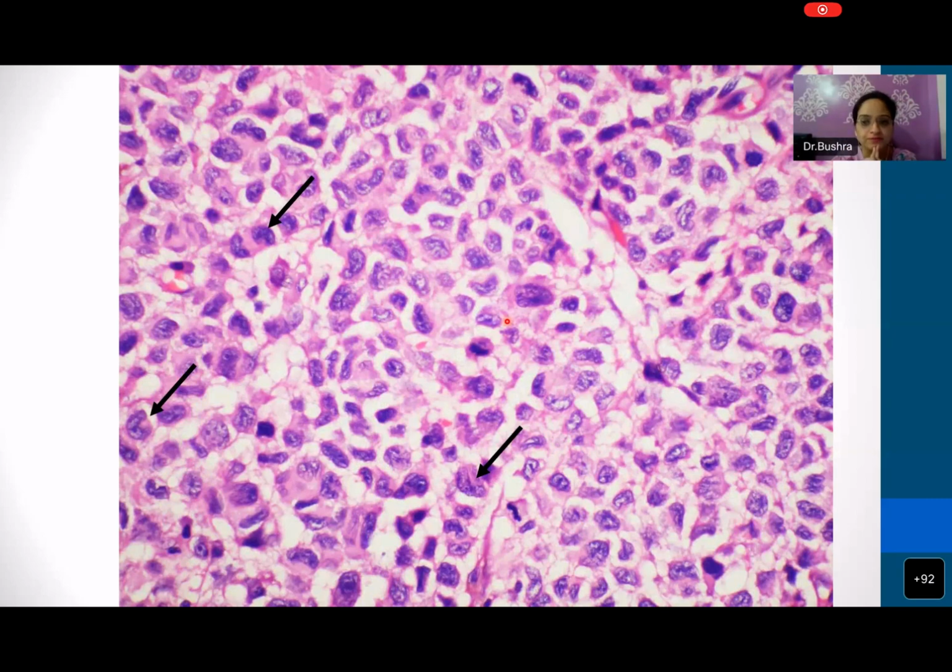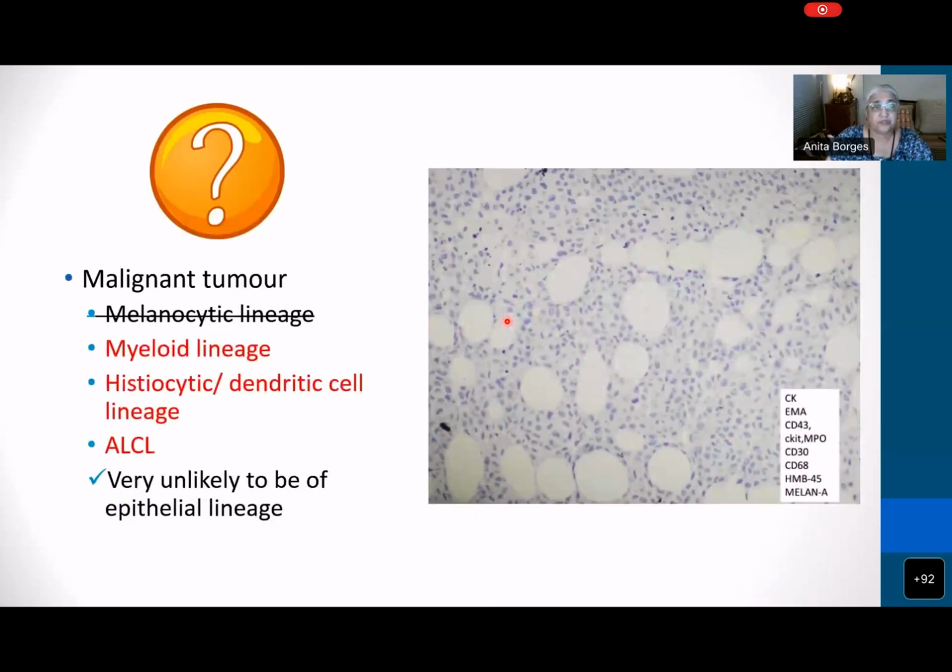Yes, dendritic cell sarcoma. Dr. Babita, what dendritic cell sarcoma? Yes, which dendritic cell? The Langerhans cell. We also have an answer in the chat box. Yes, those have a coffee bean or a walnut-like nucleus. Okay, so we have a Langerhans cell proliferation, which is obviously malignant.